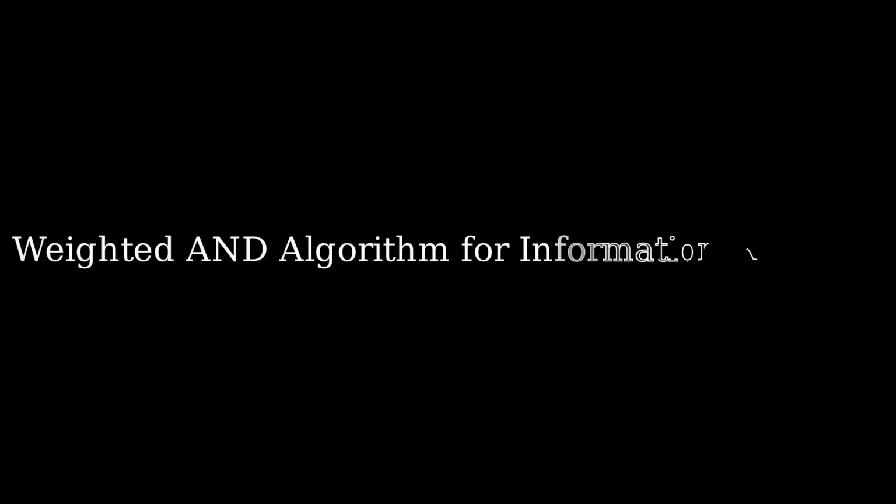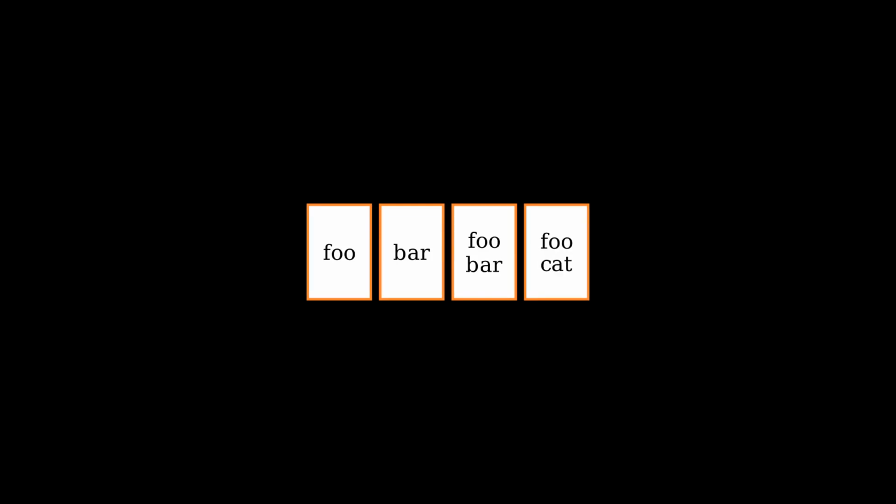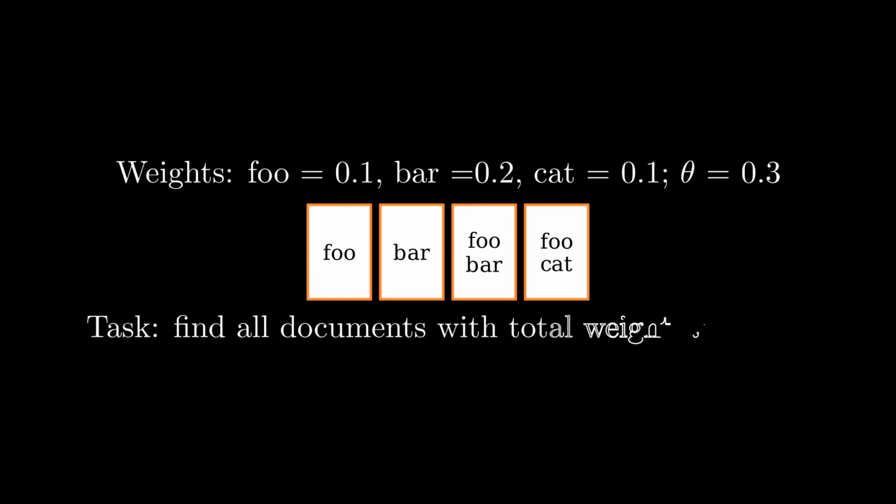Today we cover the weighted AND algorithm for information retrieval. We start with a list of documents, each containing some terms. Our goal is to return the documents that match certain combinations of terms. Formally, we assign a non-negative weight to each keyword, and we wish to find documents whose combined weights from all keywords is at least as large as some threshold.